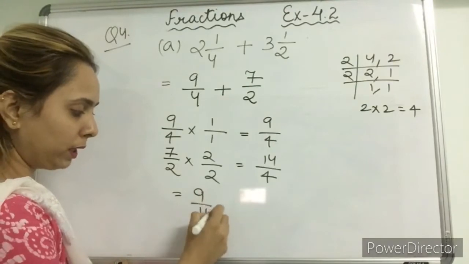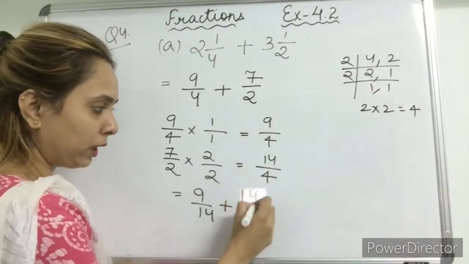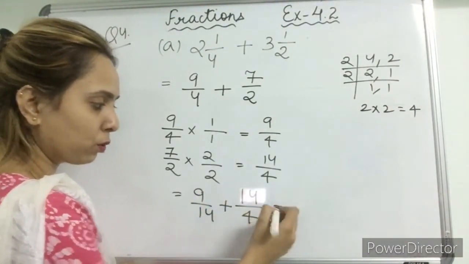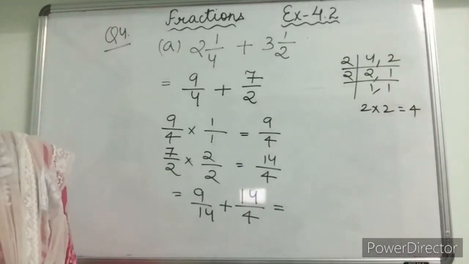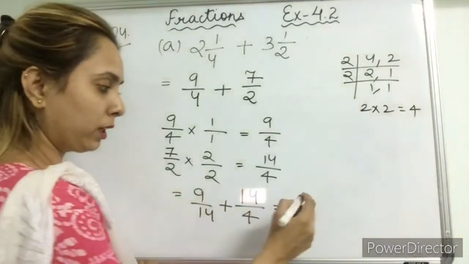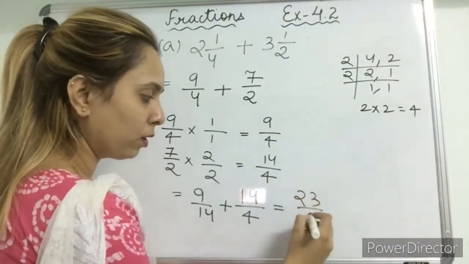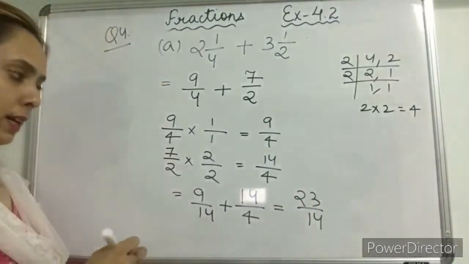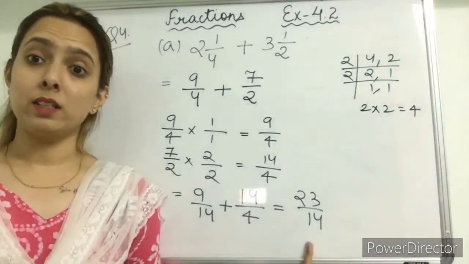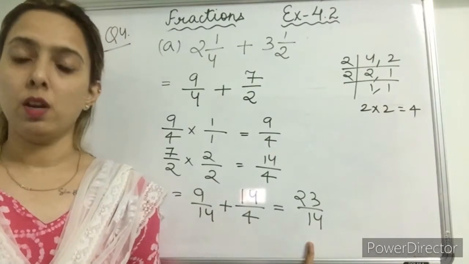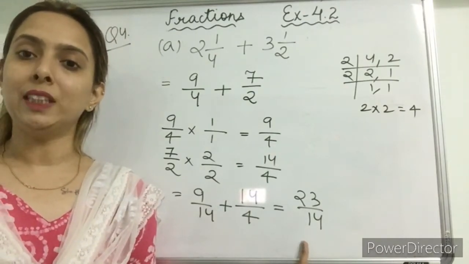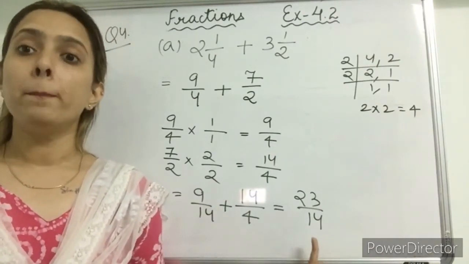9 upon 4 plus 14 upon 4. So what answer will we get? We will get 9 plus 14 is 23 upon 4. Simplify. Simplify means this answer is an improper fraction, and I want to convert this improper fraction into a mixed fraction.